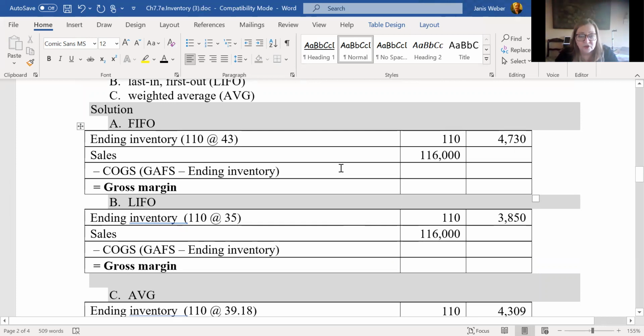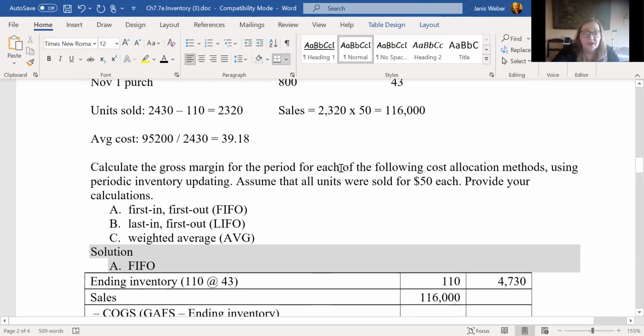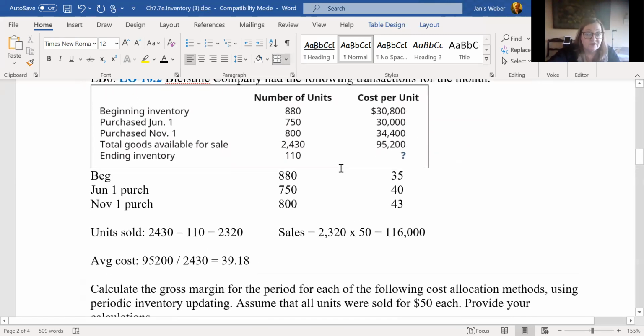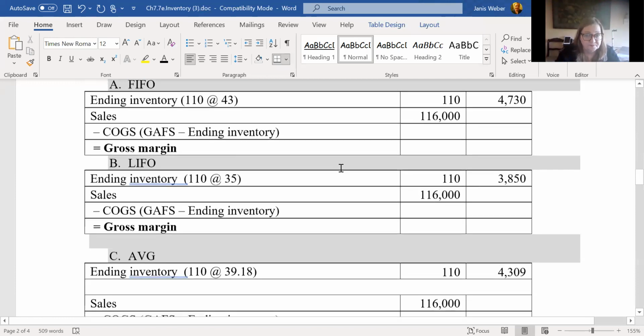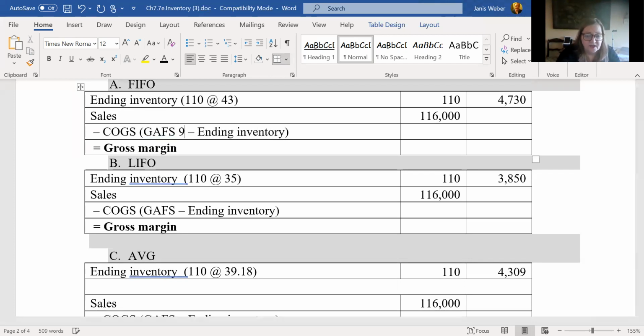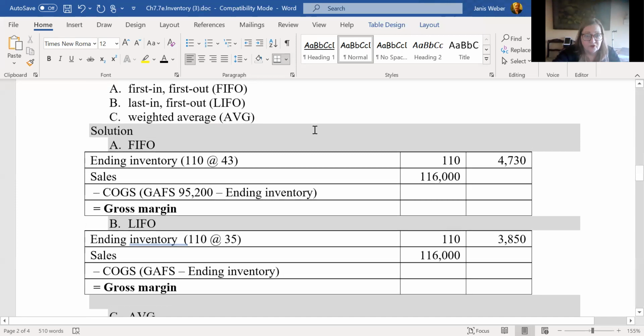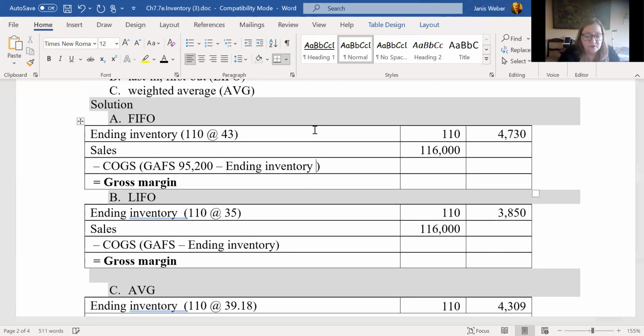So if you use the first in, first out method, you're going to say that the total cost of goods sold is the goods available for sale, which they already gave us, 95,200. So I can just drop that in there. Goods available for sale is 95.2. And ending inventory, we calculated already at 4,730 for FIFO.